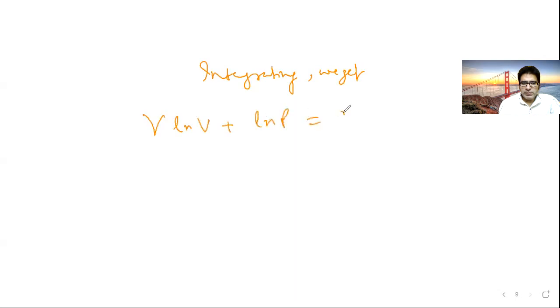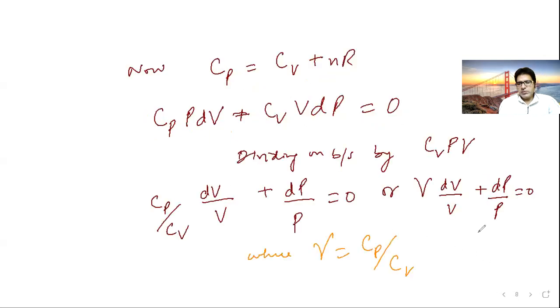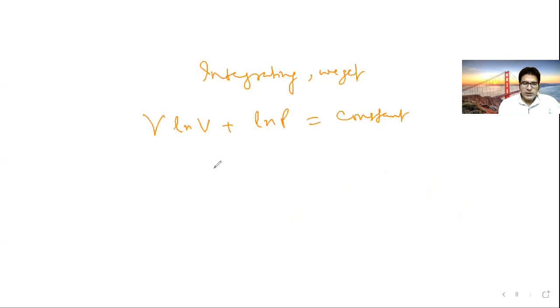Next is integrating. When I integrate, I will get gamma natural logarithm of V plus ln P is equal to constant, right? Gamma ln V plus ln P is equal to constant. Simple. Integration of 0 is constant. This will become ln P. This will become ln V, and gamma will be the multiplier, right? Then I can write it as ln of P V raised to the power gamma.